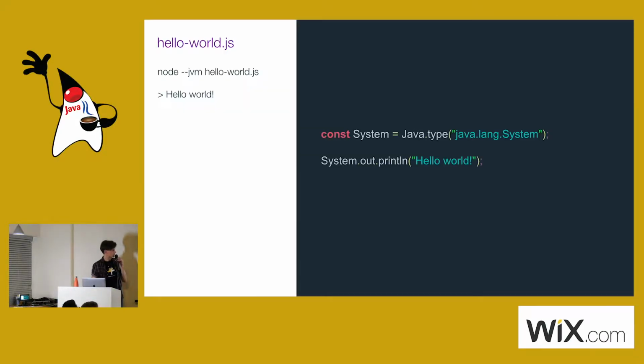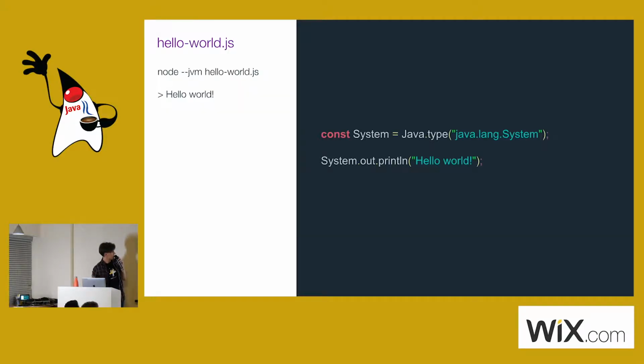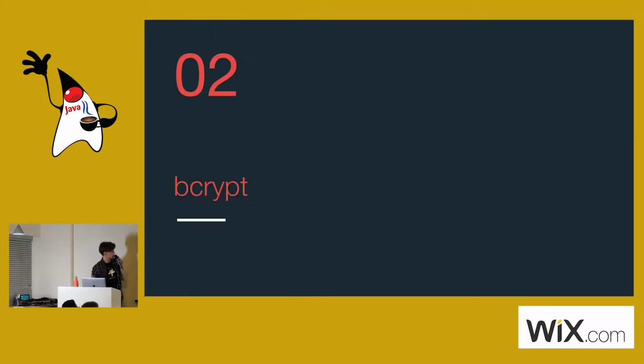By the way, all the code that you'll see here, I'll put a link at the end of the presentation to the GitHub repo where you can see it and play around with it. So okay, that's all good. I guess we can just start trying to use Bcrypt.